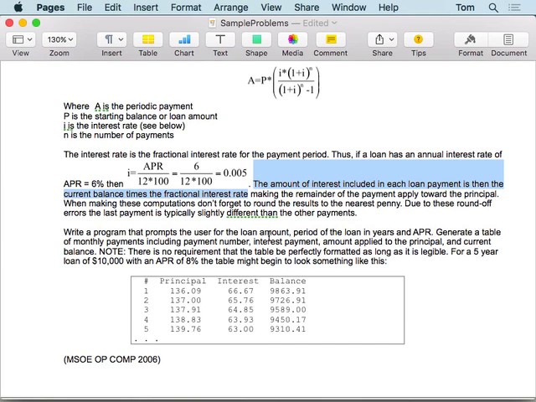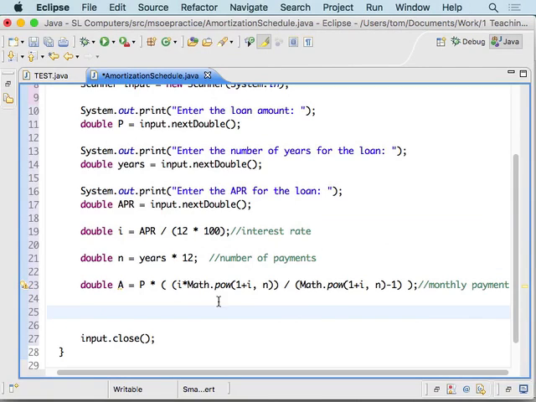Okay, so let's go ahead and see what we can do for this. We're going to go back to here, and we're going to make two more variables: the interest payment and the principal payment. Those are two more variables that I'm going to have to keep track of, and I want to keep track of them for each payment that I make.